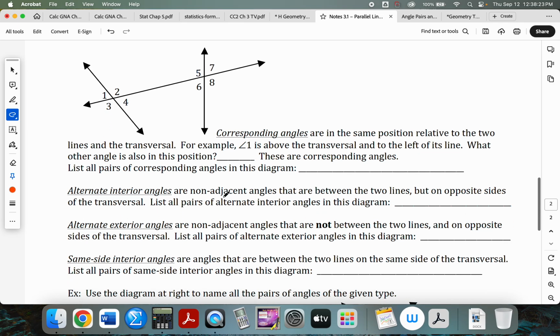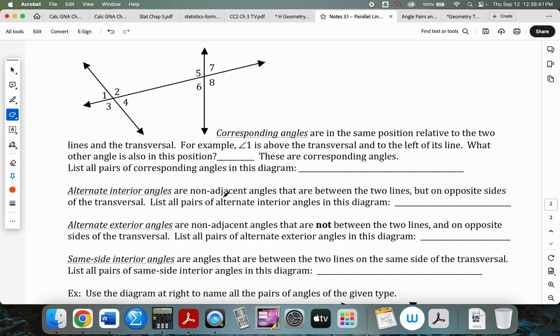Okay, now, certain pairs of those angles, on to page 2, have names. And I'm not talking Bob and Susan. Man, this is a tough room.